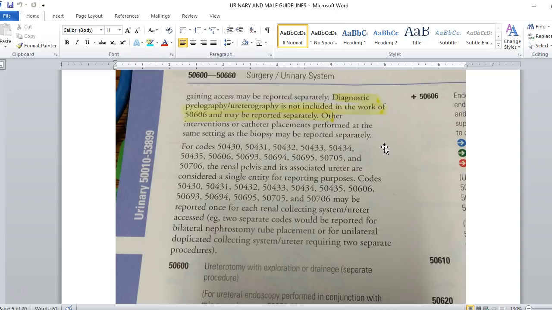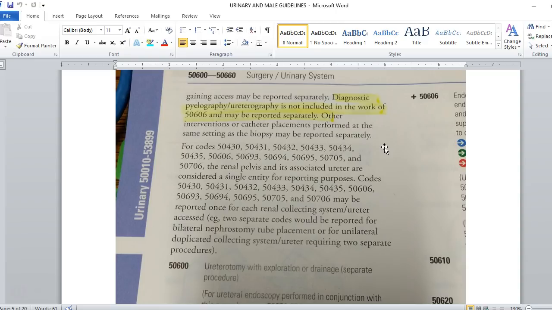Now, a diagnostic pyelography or ureterography is not included in the work of 50606 and may be reported separately. Remember, renal pelvis, so this is inside of the kidneys. We can image the inside of the kidneys, we can image the ureters, and if we're doing that with these procedures to make sure we're in the right place, it is not included in the normal work for code 50606.